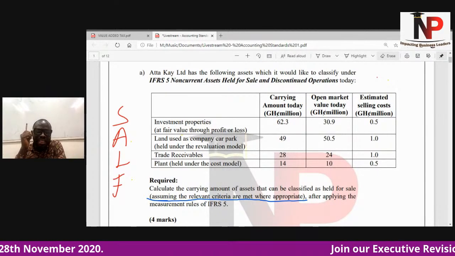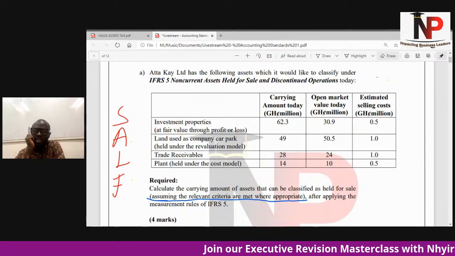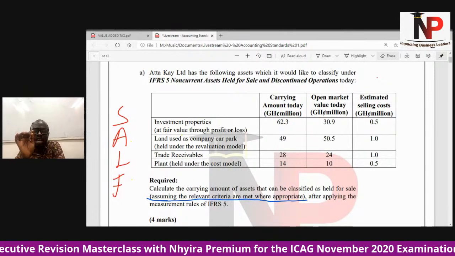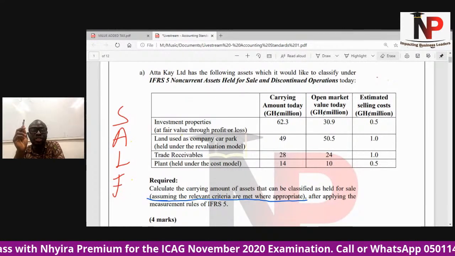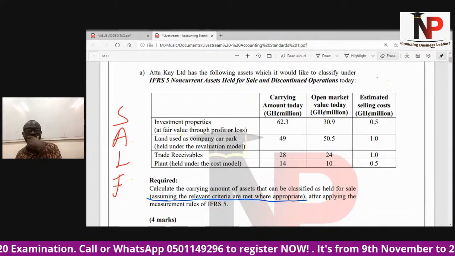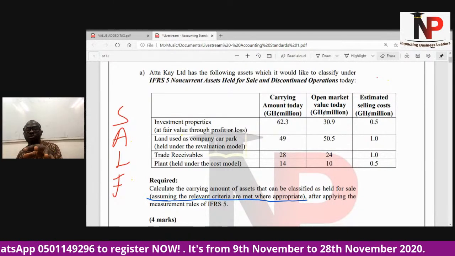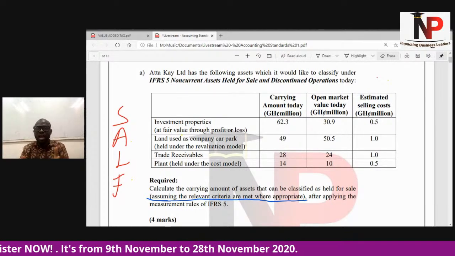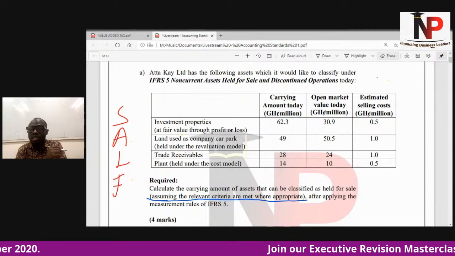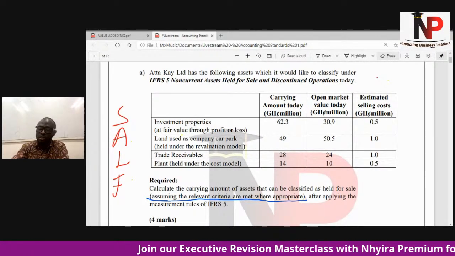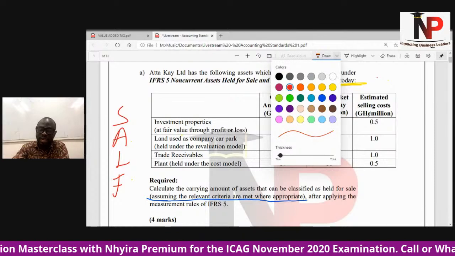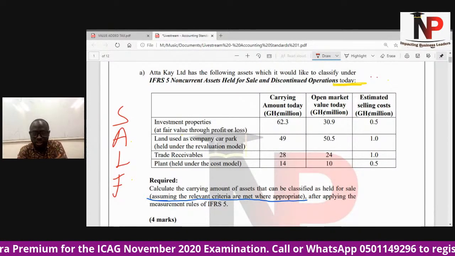So let's go. ACCA K Limited has the following assets, which it would like to classify under IFRS 5, non-current assets held for sale and discontinued operations today. So you've got to understand what is going on here. The company wants to classify the following assets as per IFRS 5, non-current asset held for sale and discontinued operation today. So they want to make that decision of classification right now for the organization.